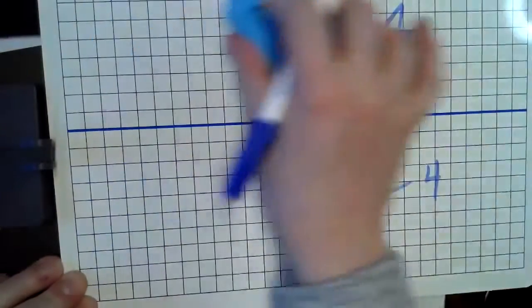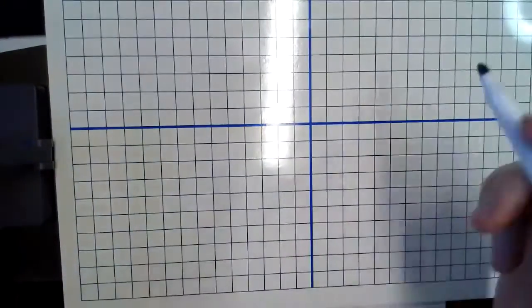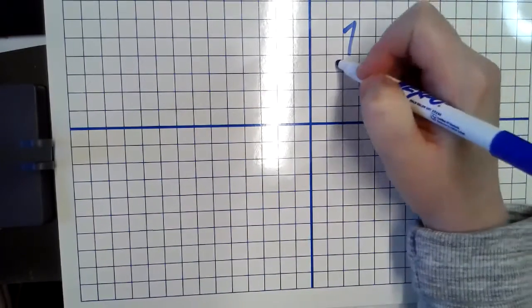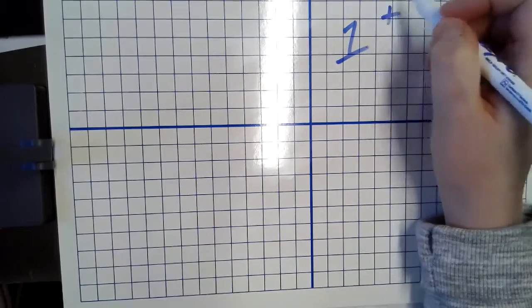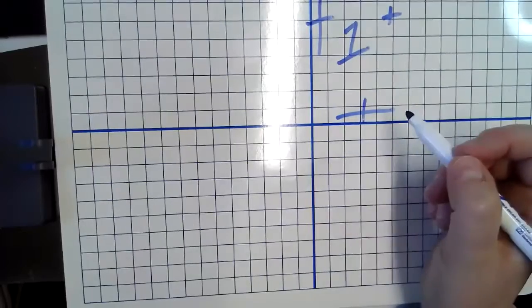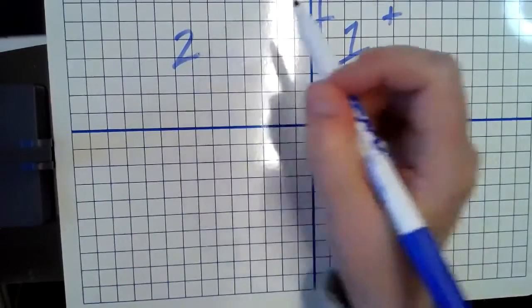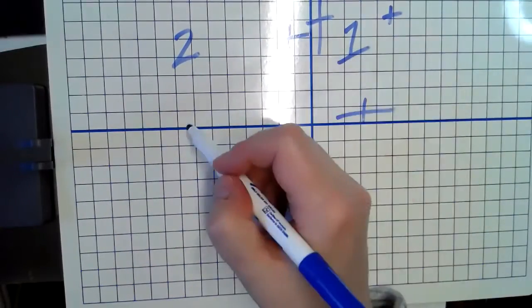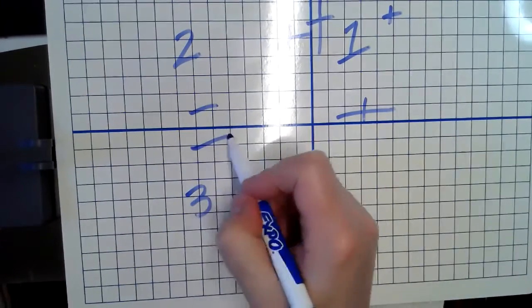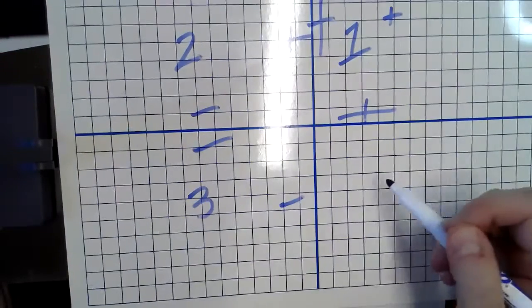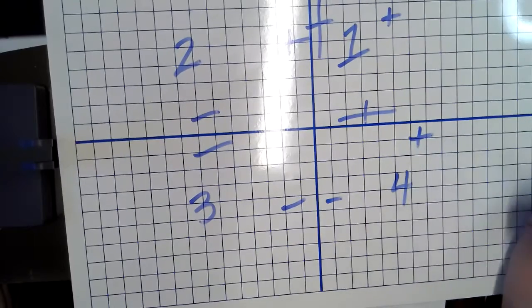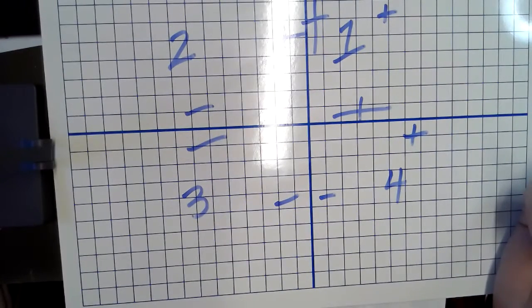All right. So memorize the quadrants. It starts in the upper right-hand corner. This quadrant is 1. It is positive because this line is positive and this line is positive. In quadrant 2, this line is positive, this line is negative. In quadrant 3, negative, negative. In quadrant 4, negative, positive. Important to know. It's just something you're going to commit to memory.